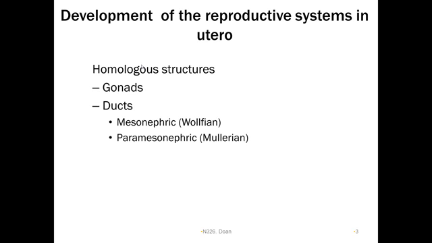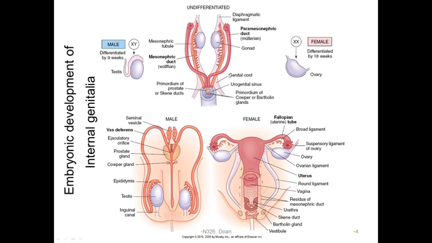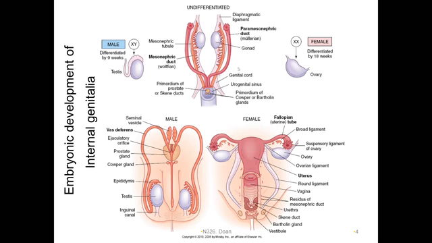Initially, in embryonic development, the reproductive structures of male and female embryos are homologous, which means the same, and they consist of one pair of primary sex organs called gonads, and two pairs of ducts, the mesonephric or Wolffian ducts, and the paramesonephric ducts, the Mullerian ducts. You can see here the gonads and the two pairs of ducts. Both pairs of ducts empty into a structure called the urogenital sinus.